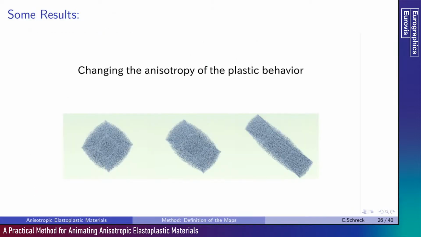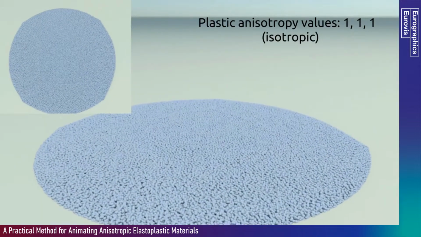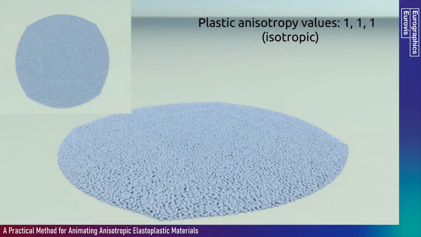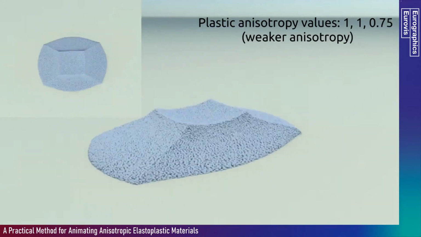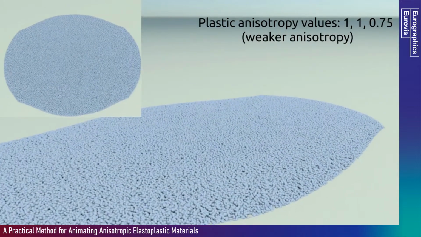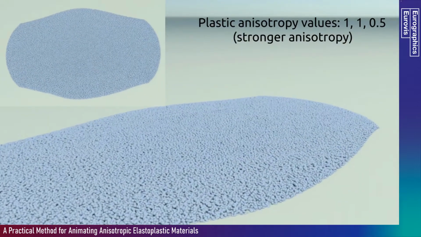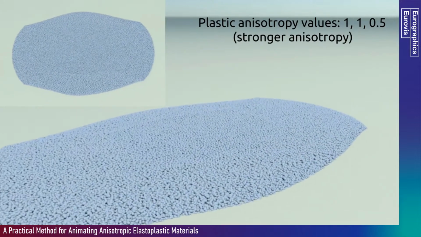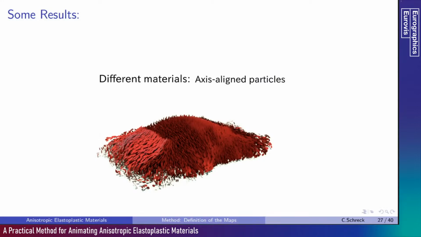Here are some results. For this example, we are collapsing a column of material and changing only one of the plastic coefficient A1 to control in which direction the column is going to collapse. So here is an isotropic material. And then we are adding some anisotropy. And then a stronger anisotropy. We can then go for more complicated examples.